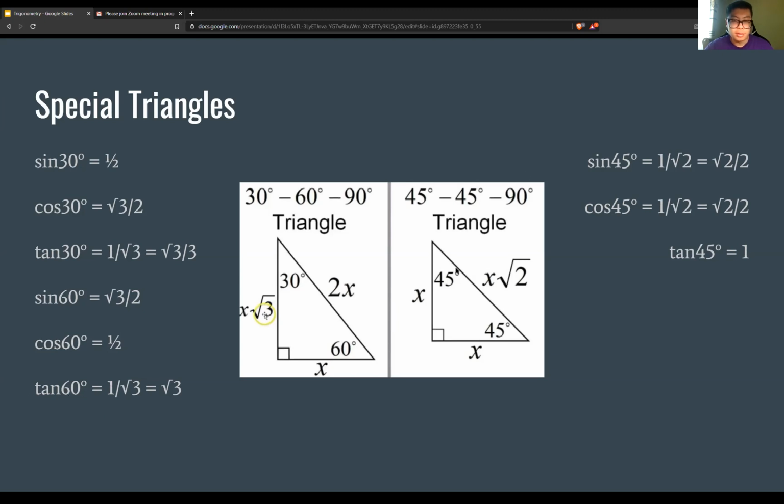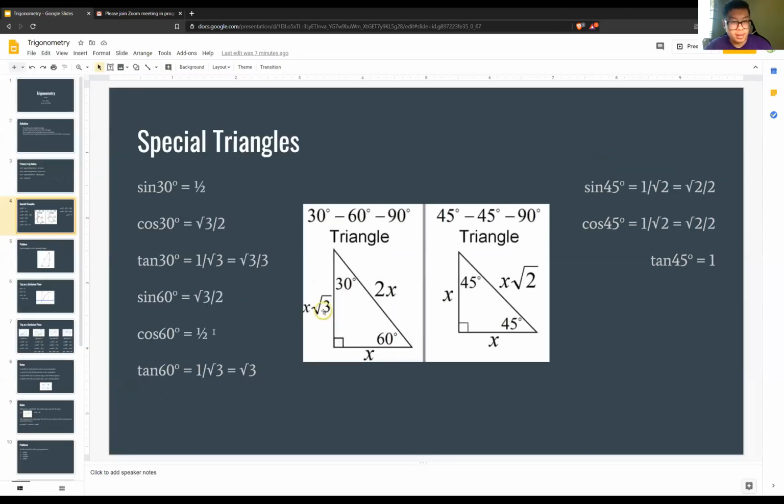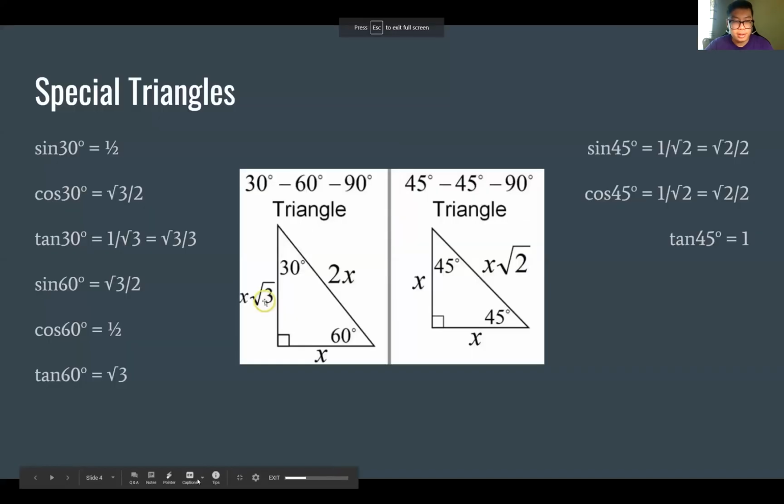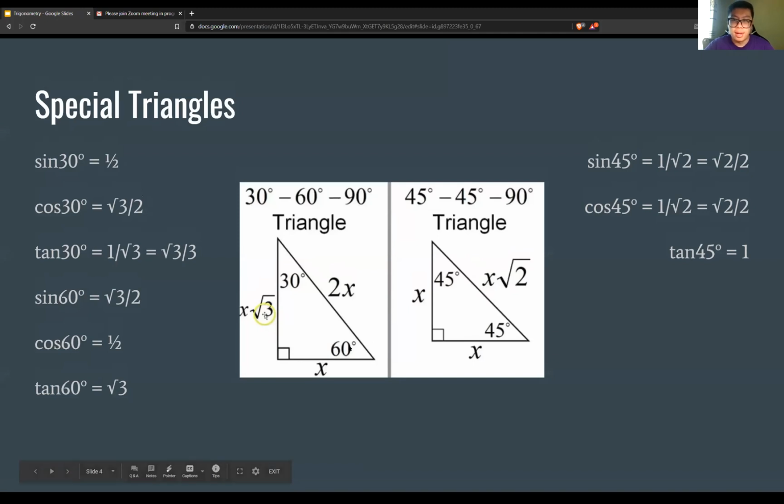Now tangent of 60 degrees, I think I made a mistake here, is just this square root 3. There you go. Right, tangent of 60 is opposite divided by adjacent. So we have x times square root 3 divided by x. If you get rid of the x's, it becomes square root 3. And that's what tangent 60 is equal to.